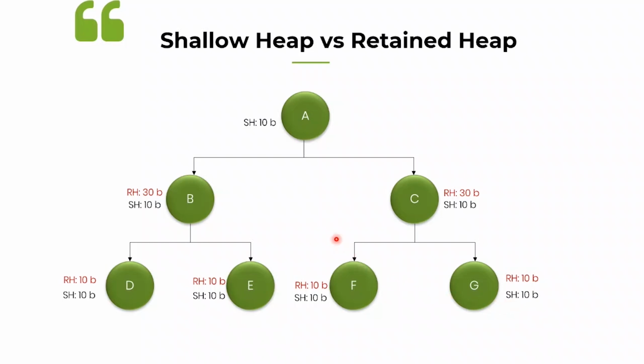That means the retained heap size of A is 10 bytes plus 10 plus 10 plus 10 plus 10 plus 10 plus 10, which is basically, retained heap size of A is nothing but 70 bytes. Okay. So far clear?